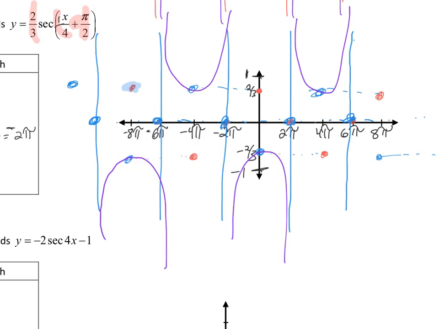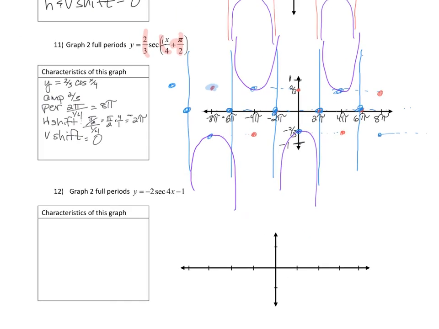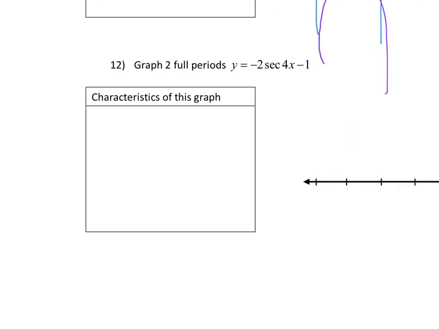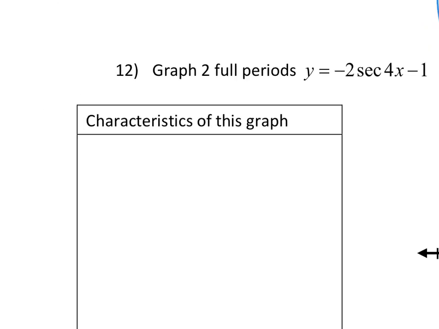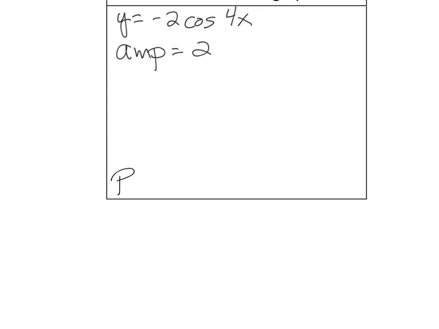Okay, now we're down here. What are we going to graph? We're going to graph y equals -2 cosine 4x. It has an amplitude of 2, but remember, that's a negative.